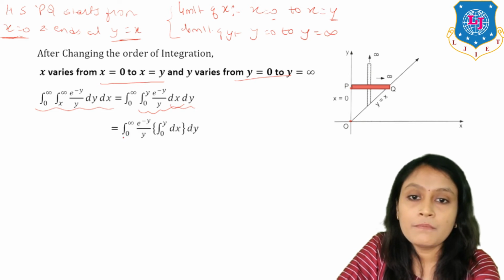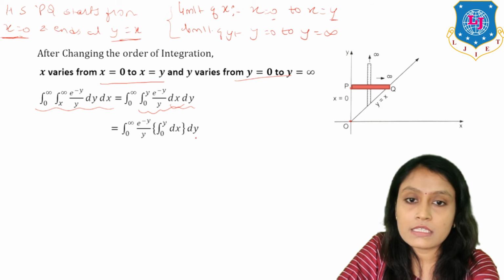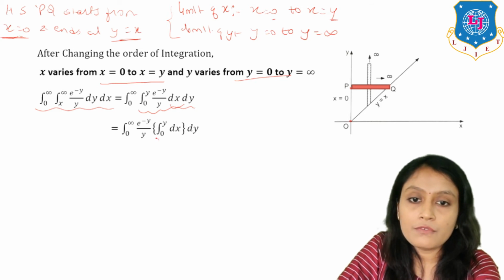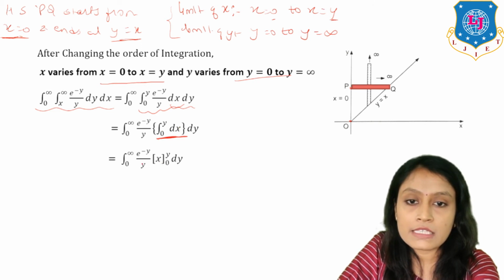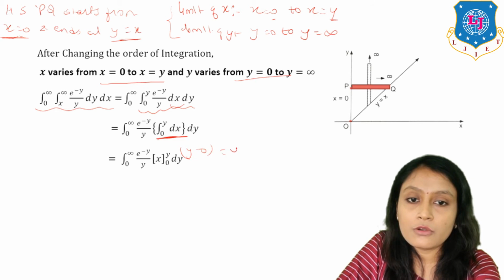Okay, so you will get integration 0 to infinite. This y is constant, so e raised to minus y upon y we take outside. So what remains? Integration 0 to y dx and dy as it is. Now if we evaluate this integration, integration of 1 dx is what? x. Other terms will remain as it is. Now just substitute the limit, so you will get y minus 0. So y minus 0, that is y, so this y will get cancelled, so what remains is integration 0 to infinite e raised to minus y dy.